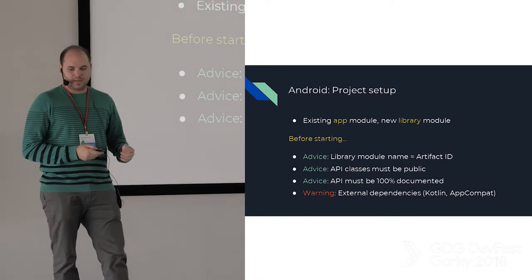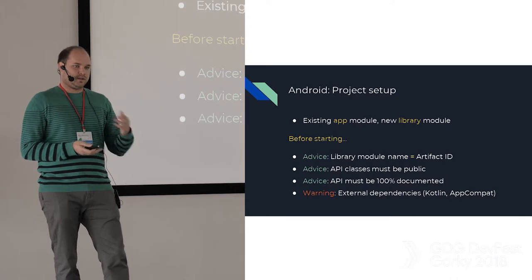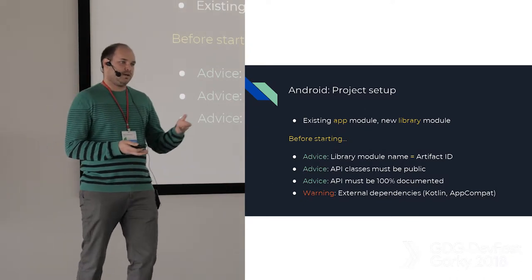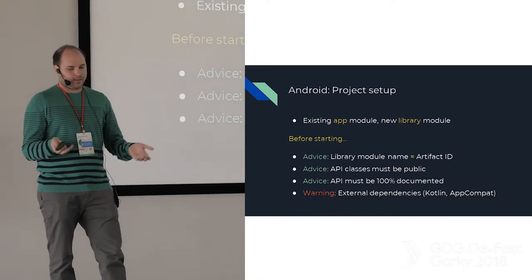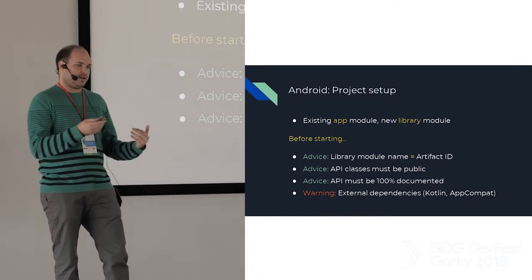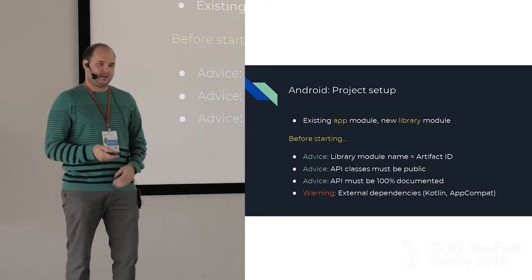It happened to me. And API must be 100% documented, because you will get issues, people will complain, and they will downvote you or something bad will happen. But just document everything, and then they can read through it. People actually read the documentation when they need a solution.